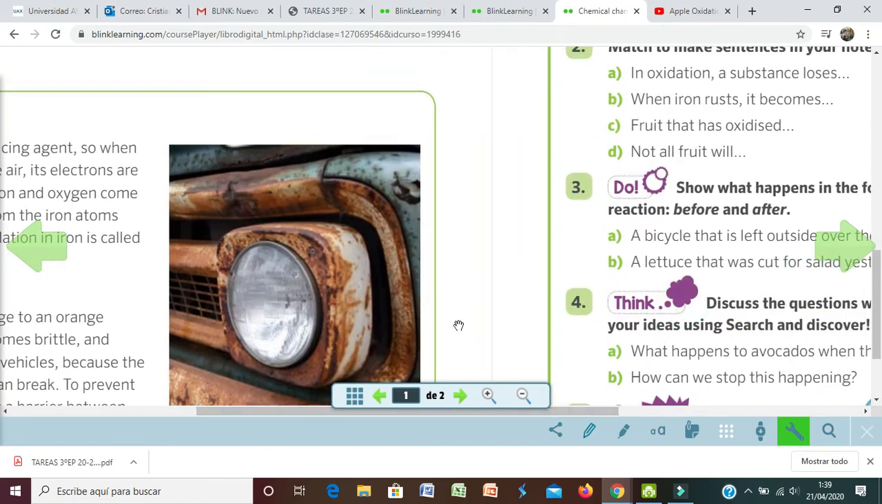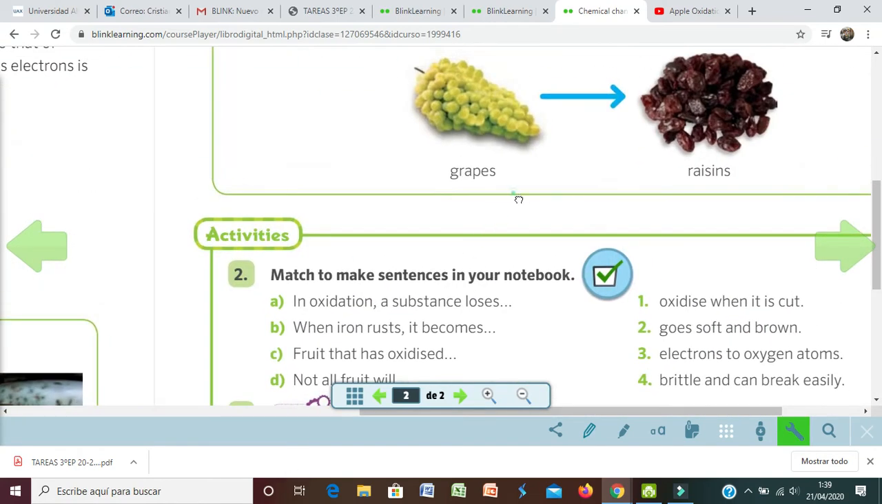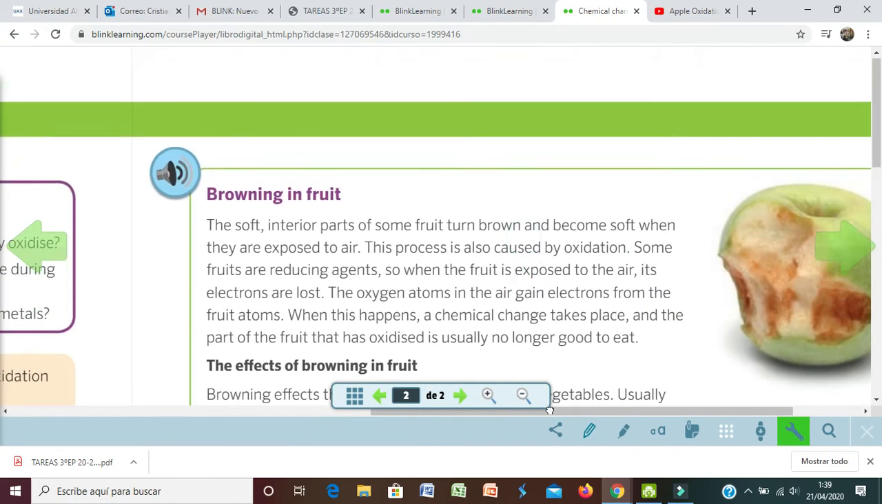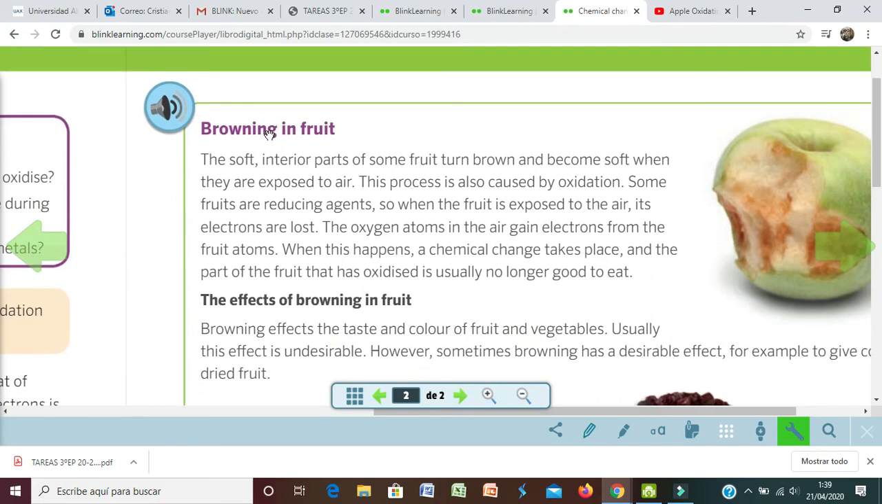Let's go to the next page. What happened with the fruit? It's called browning. ¿Por qué? Porque se vuelve marrón, como el vídeo que os enseñé. Browning in fruit. The soft interior parts of some fruit turn brown and become soft when they are exposed to air. This process is also caused by oxidation.